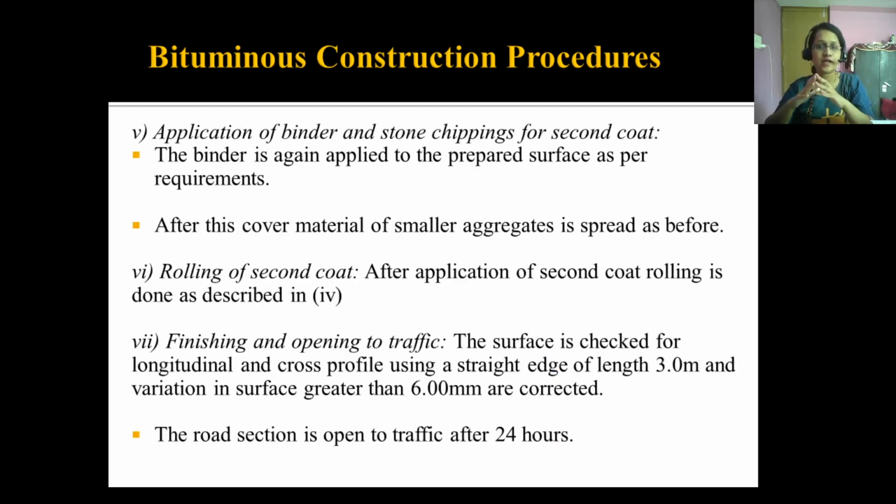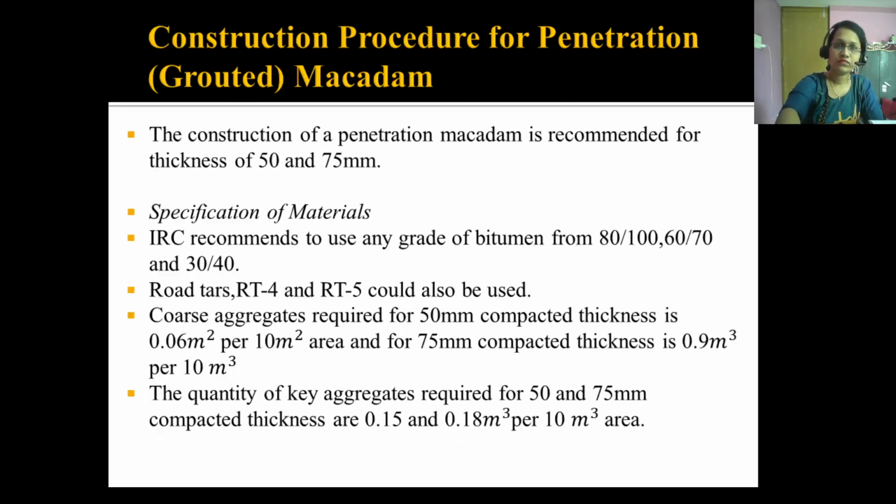Next is the application of binder and stone chipping for the second coat. The binder is again applied to the prepared surface as per the requirements. Next, rolling of the second coat. After the application of the second coat, rolling is done as we have seen in step 4. Then finishing and opening to the traffic is the last step. The surface is checked for longitudinal and cross profile using a straight edge, and variations in surface greater than 6 mm are corrected. The road section is opened to traffic after 24 hours.